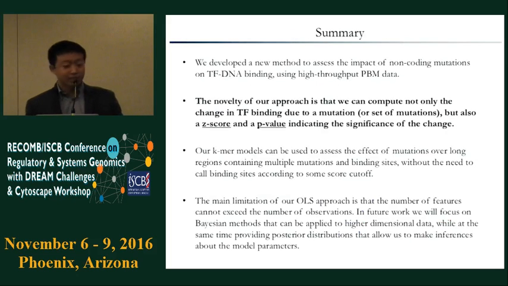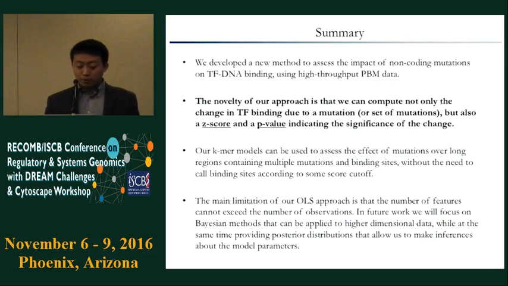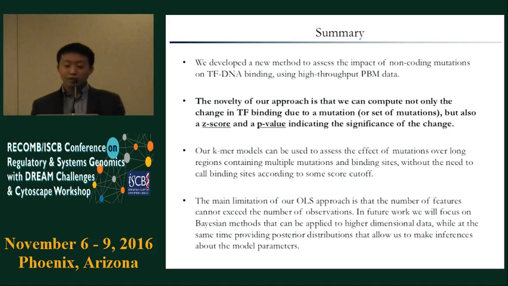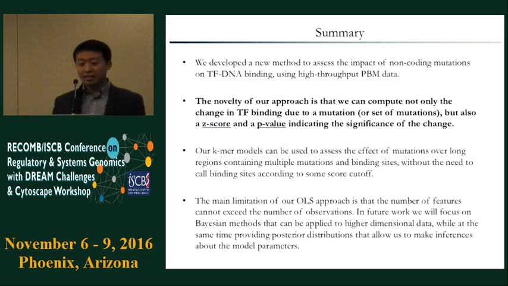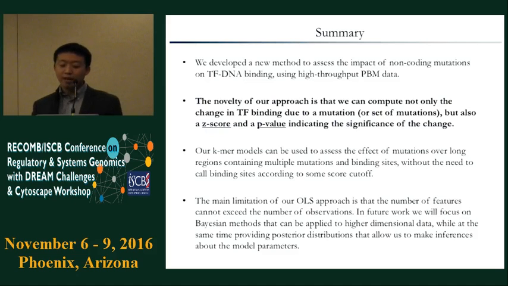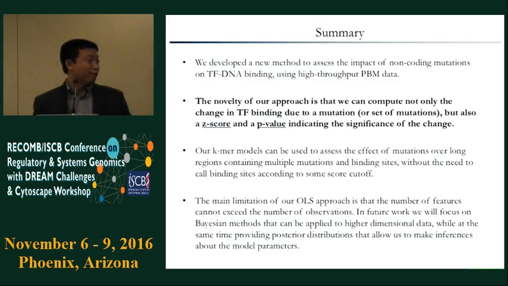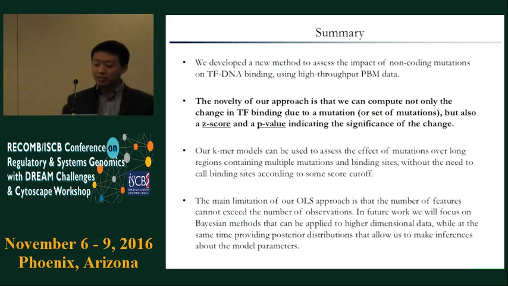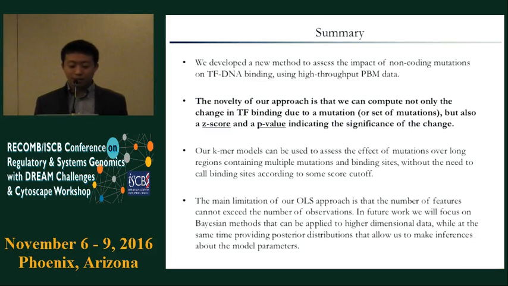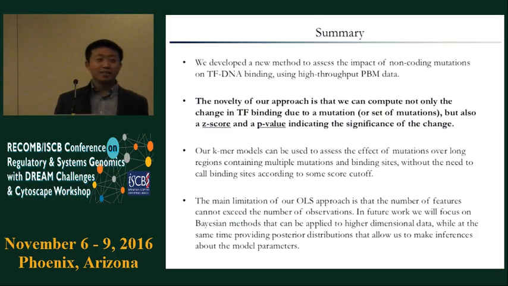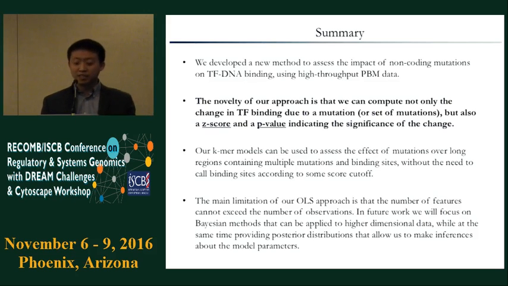Okay, last, a summary. I just want to emphasize that the novelty of our approach is we can not only compute the change in TF binding, but we can also compute the distribution for that change, which means we can get a z-score as well as a p-value for the change. And in the future, we are looking forward to replacing the OLS estimate by some Bayesian method, so that we can apply it to even 9 or 10 mers, which means higher dimensions.